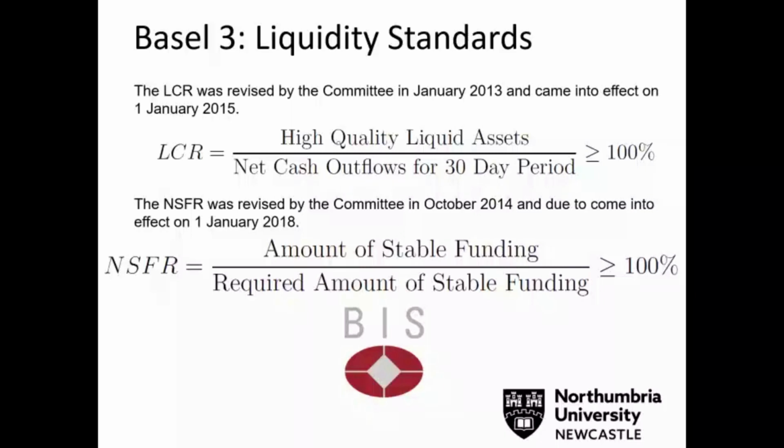And if we look at the net stable funding ratio, this was consulted on until October 2014, due to come into force from January 2018. Again, with a similar rollout strategy, with the 100% requirement being needed by 2022. And this formula is the amount of stable funding divided by the required amount of stable funding. And we'll go into this in more detail shortly.